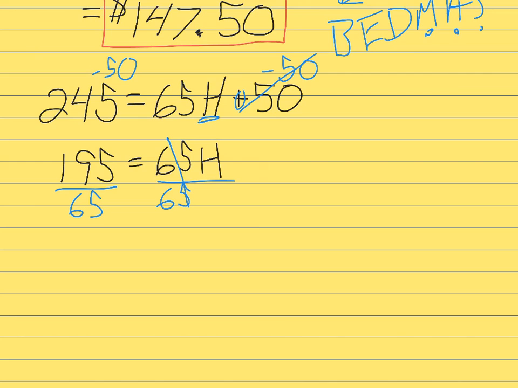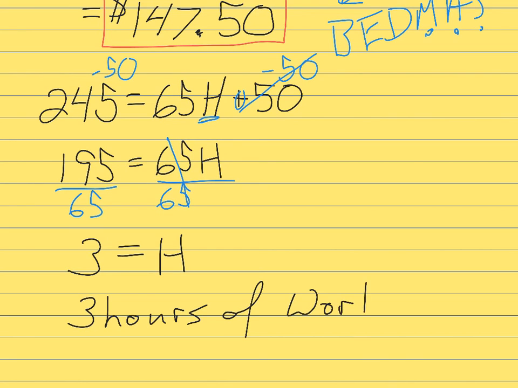Alright, again I'm going to go to my calculator now. 195 divided by 65, and I get 3 equals H. So we have our word problem answer. I'm going to say 3 hours of work. All right, hopefully that helps when you're going through the word problem worksheet.